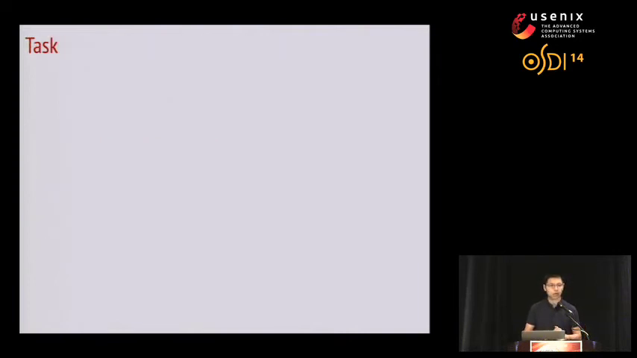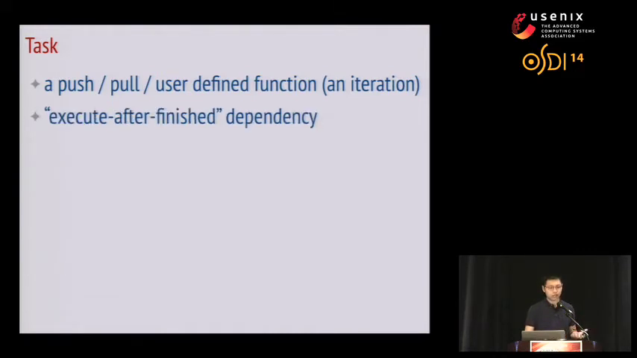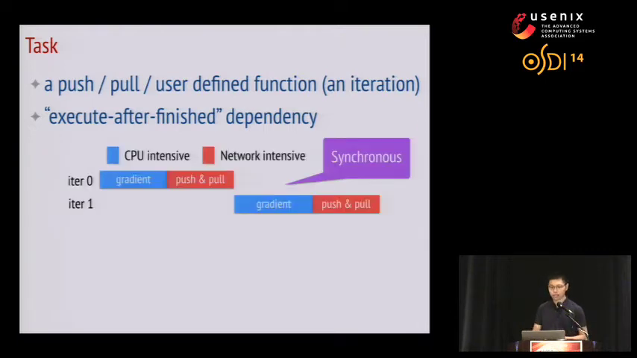Before showing our solution, I would like to first introduce the concept of a task. A task is similar to a remote procedure call. It could be a push, could be a pull, or any user-defined function, such as one iteration we discussed before. Traditionally, there's an execute-after-finish dependency between tasks to guarantee data consistency. For example, in the previous gradient descent, each iteration has two stages. One is the CPU-intensive stage, where you compute the gradient, and there's a network-intensive stage, where you push the gradient and pull the result. So if there's a dependency here, we should start the next iteration after the previous one finishes.